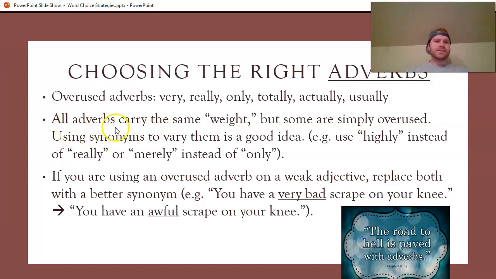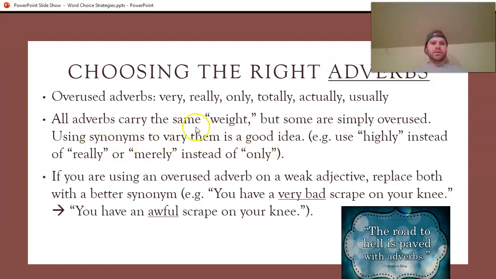Something to note with adverbs is that all adverbs carry the same weight. There's really no such thing as a weak adverb because adverbs usually just mean the same as one another. We're just looking at ones that are simply overused in our writing. They're ones that are very easy to use and oftentimes have better replacements. The idea there is to use synonyms to vary them in our writing.